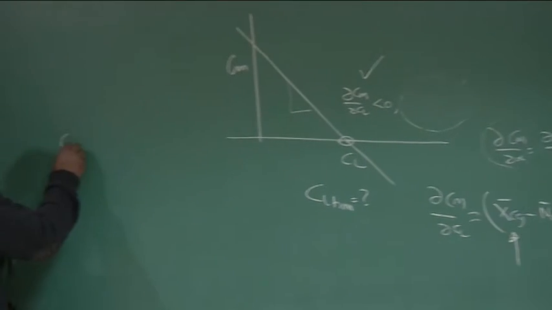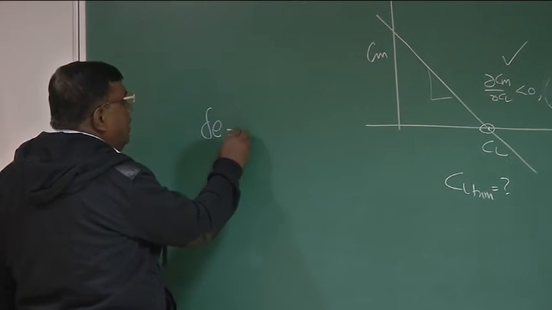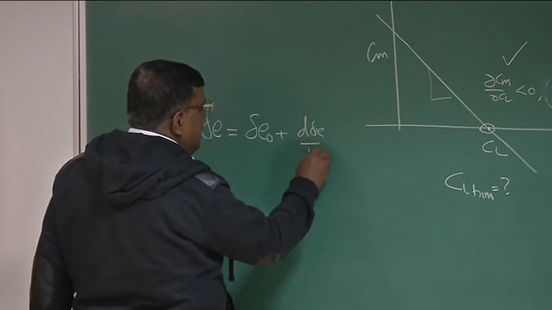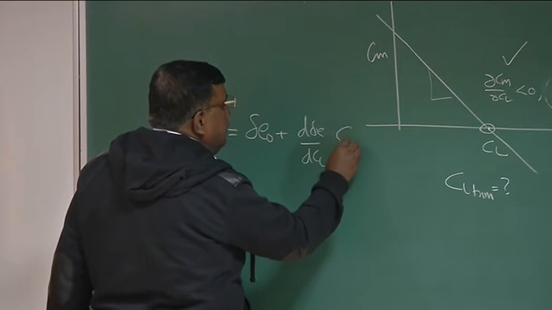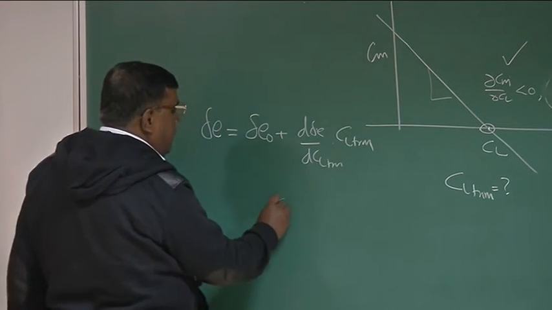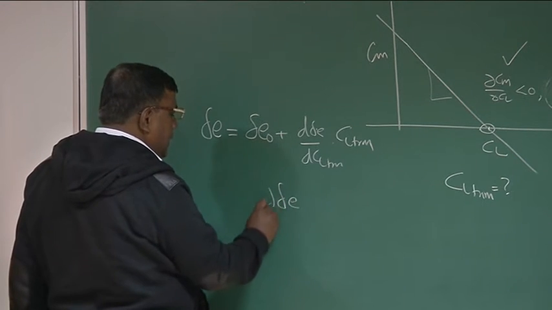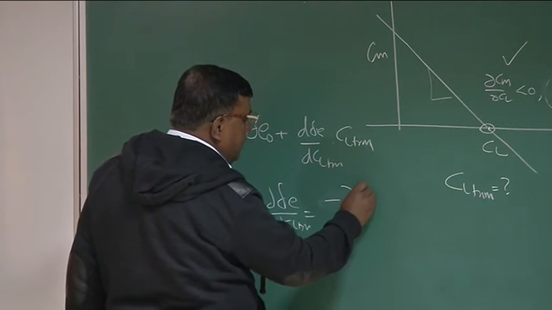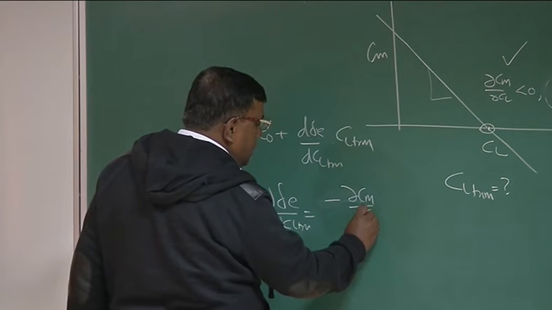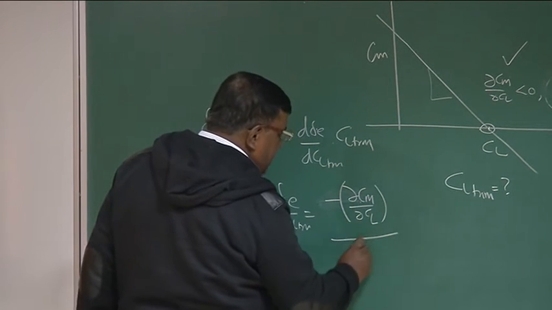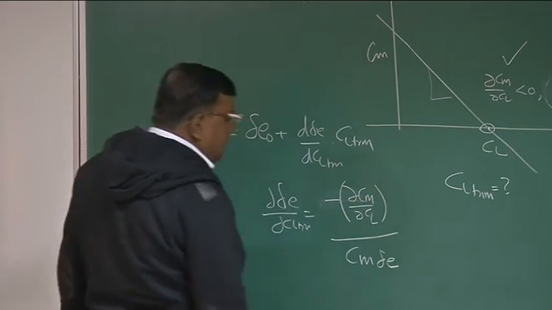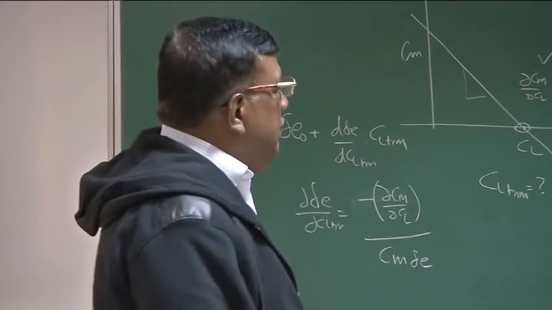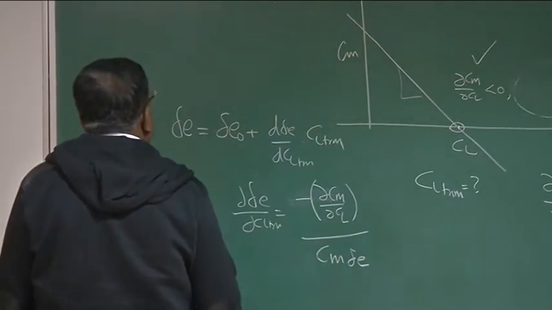Another concept we will check: we know delta trim, or delta E required, is given by delta E naught plus d delta E by dCl trim into CL trim. For approximate values, we have seen that d delta E by dCl trim can be written as minus dCm by dCl divided by Cm delta E. What is Cm delta E? Cm delta E was the elevator control power. Let us also revise the physics behind it.